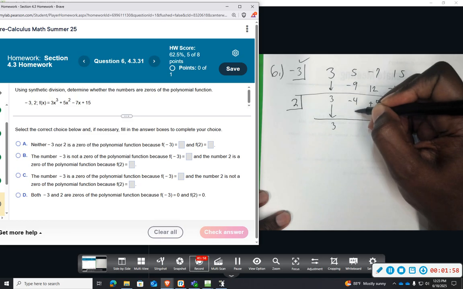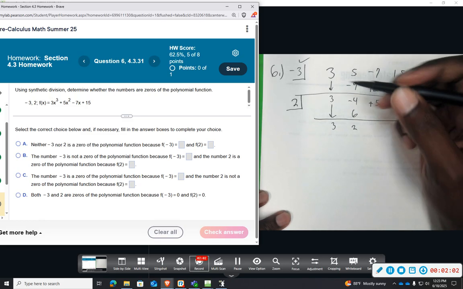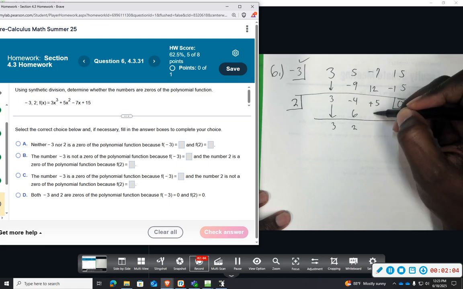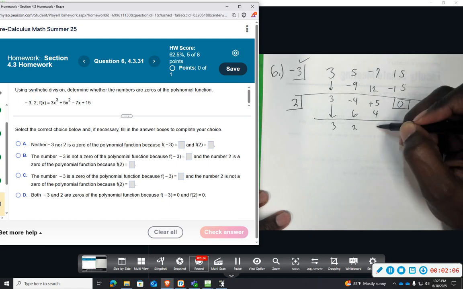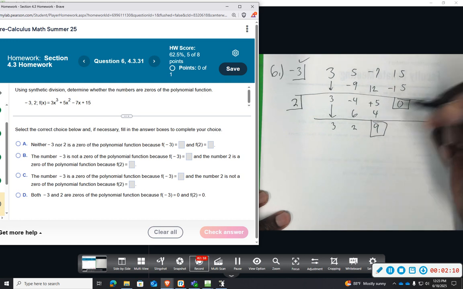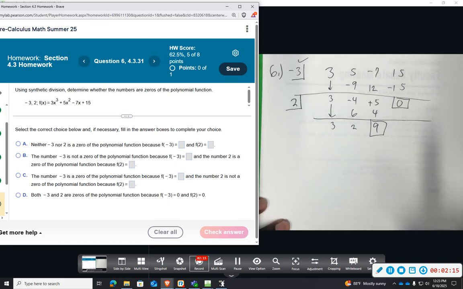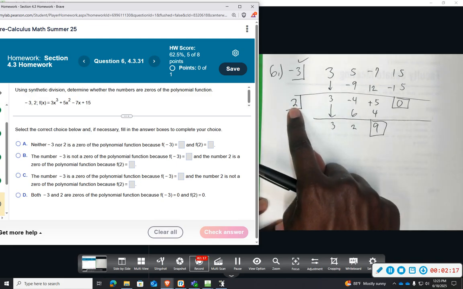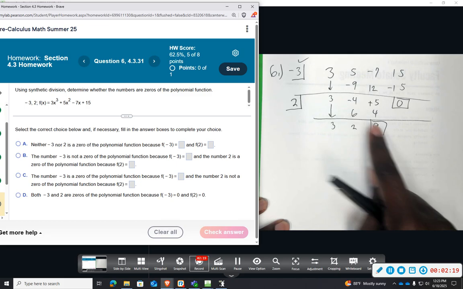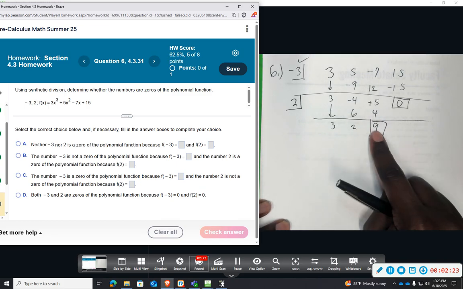2 times 3, 6. Subtract, this gives me 2. 2 times 2 is 4. Combined, we get 9. So 2 did not end with a 0. So that means it is not a factor. And just to bring this full circle, I'm going to start over from the beginning, use 2, and show you that it might not end up being a 9, but you will not end up with a 0.